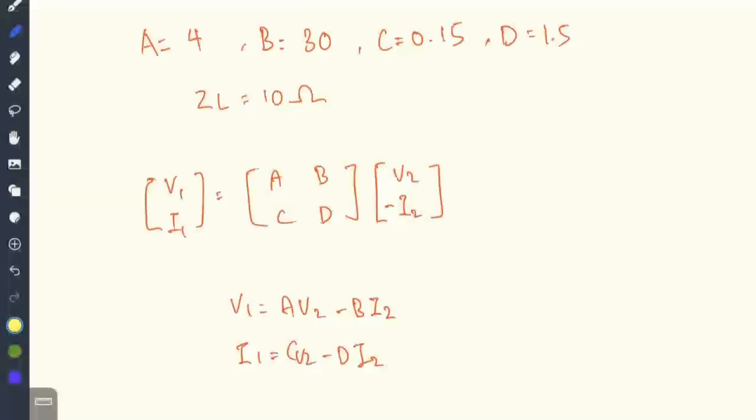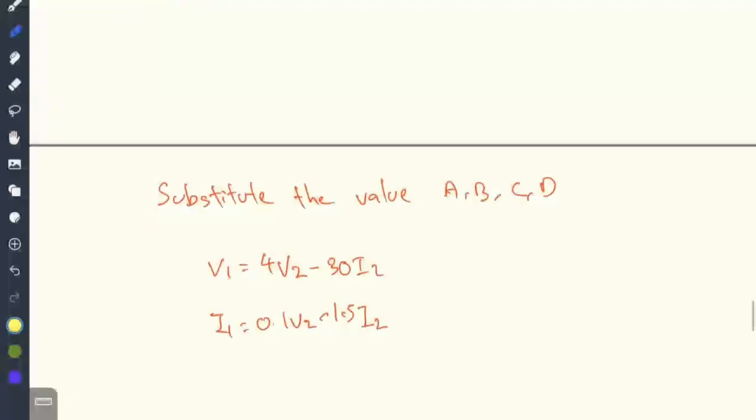Next, because the transmission parameter is an ABCD two-port network, we use the standard equations. V1 equals A V2 minus B I2, and I1 equals C V2 minus D I2. Now, I substitute the given values into the equations. So, we get V1 equals 4 V2 minus 30 I2, and I1 equals 0.1 V2 minus 1.5 I2.